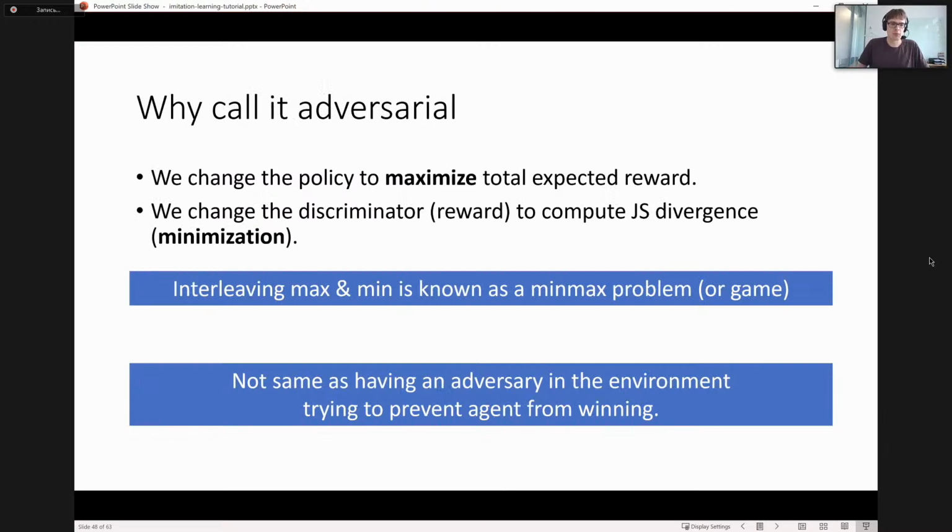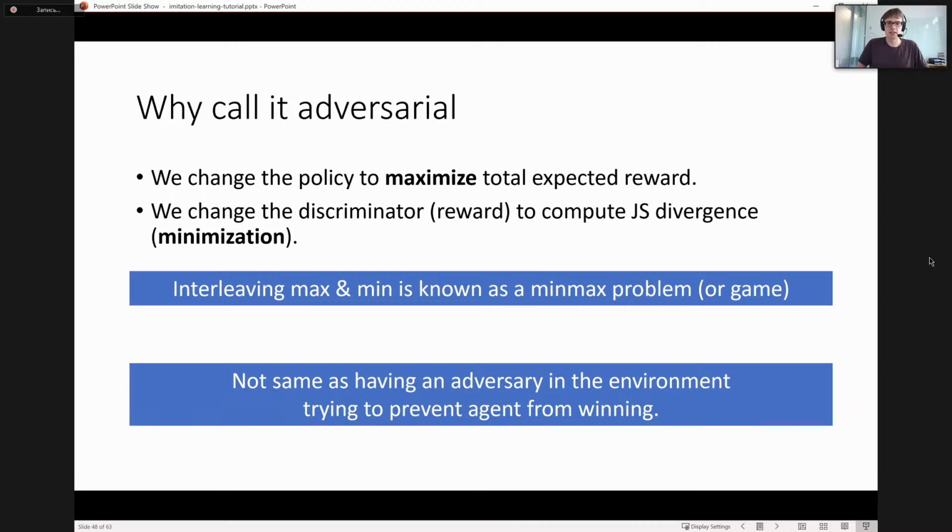Okay, so we've defined this algorithm, and we called it adversarial imitation learning. Let me talk a little bit about where this name comes from. Why do we call it adversarial? We've shown some math for minimizing a divergence, but there wasn't anything that I could really say is an adversary in that system, at least not directly. The reason it's called adversarial is that we change the policy to maximize the total expected reward, and we change the discriminator, or reward, to compute the Jensen-Shannon divergence, and that computation of the JS divergence involves a minimization. Interleaving max and min is known as a min-max problem, and it's also called a game.